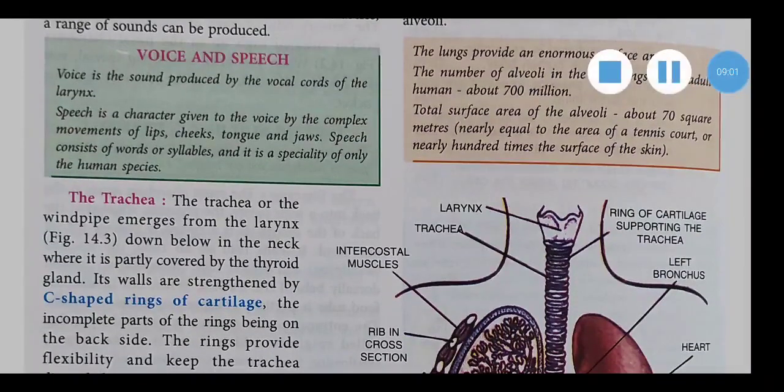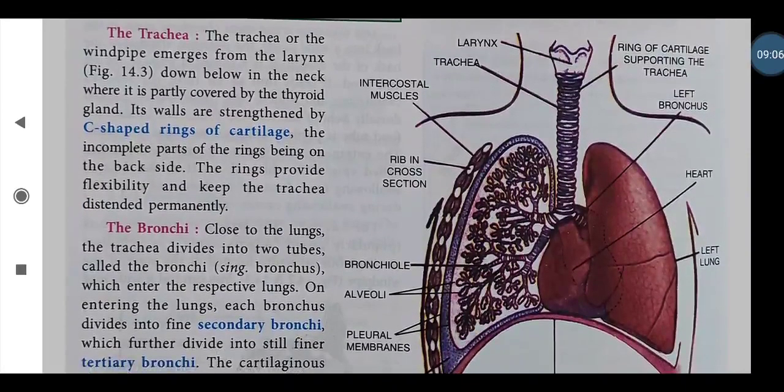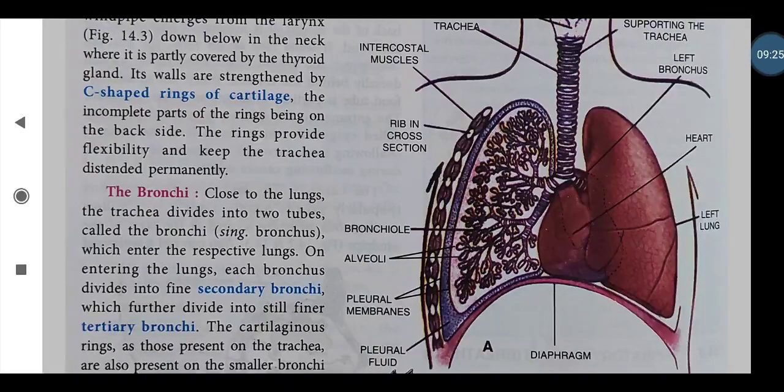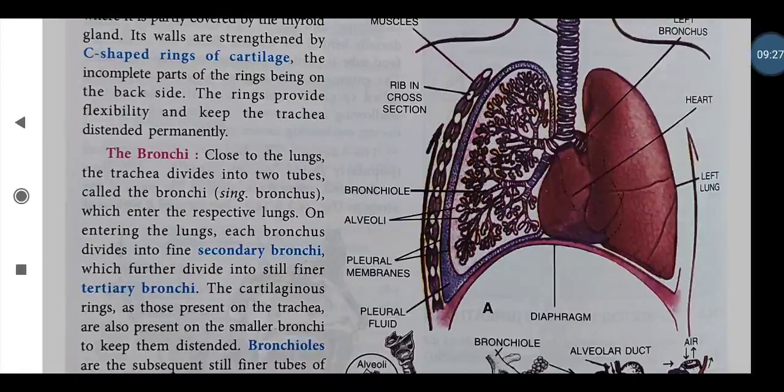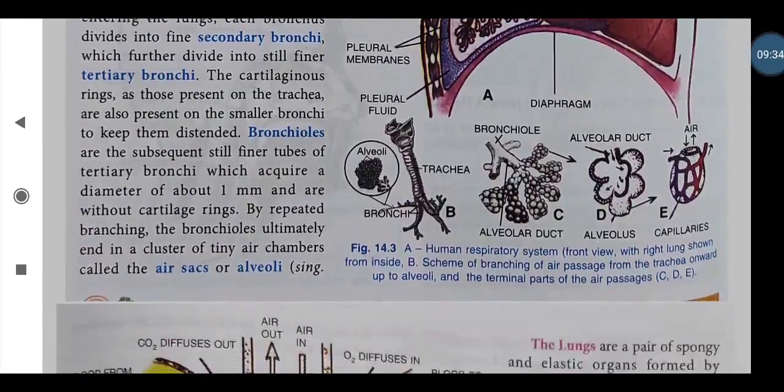Now, you can see in this figure there is a larynx, trachea, and rings of cartilage supporting the trachea. Left bronchioles, ribs in cross section, the heart, which is situated in the middle of your lungs, left lung, right lung, and the diaphragm, which supports inhalation and exhalation of the gas.